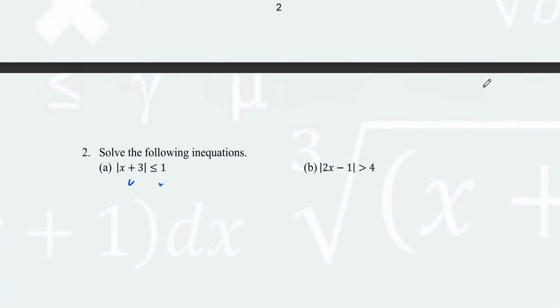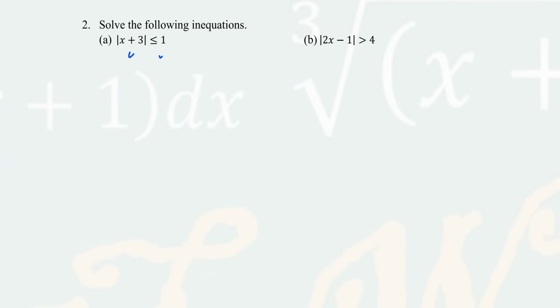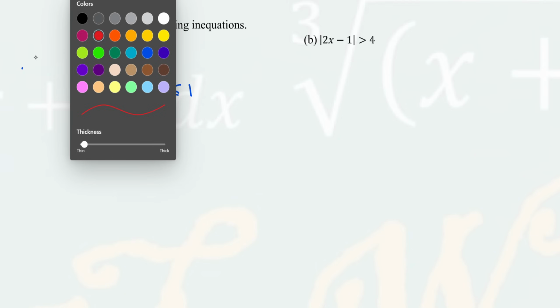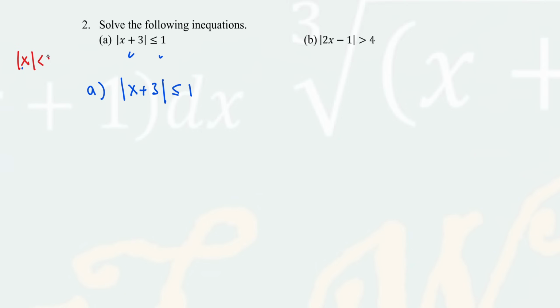Now for question number 2, I will just use the formula. Since modulus of x plus 3 is less than or equal to 1, recall the formula: modulus x less than m means x is between minus m and m. This m is a constant, so they are similar. It's just that for question A, I have to add on the equal sign. If I add the equal sign here, these two must have the equal sign as well.